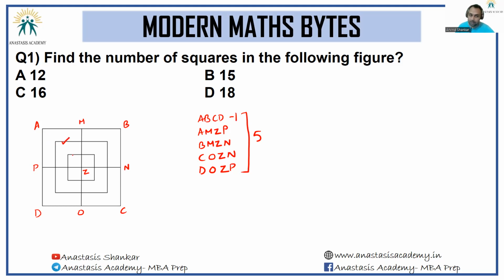Here also you will get 5. Here also you will get 5. So altogether, how many squares in the figure? Answer will be 15. 5 per every large square.